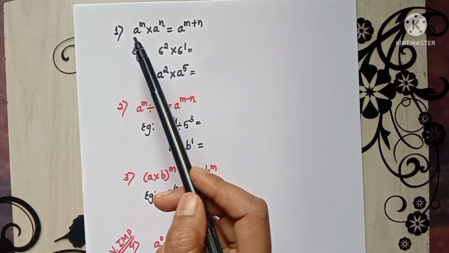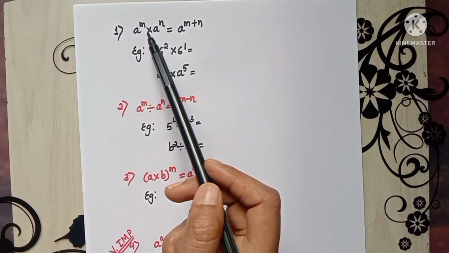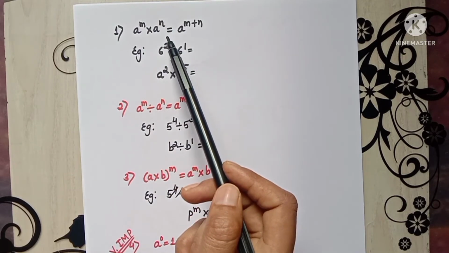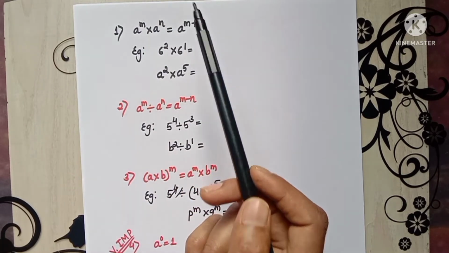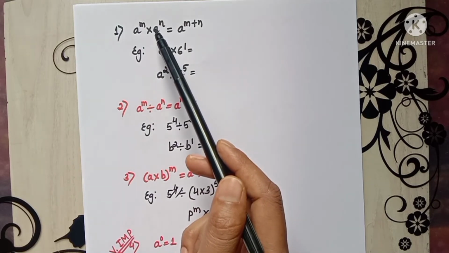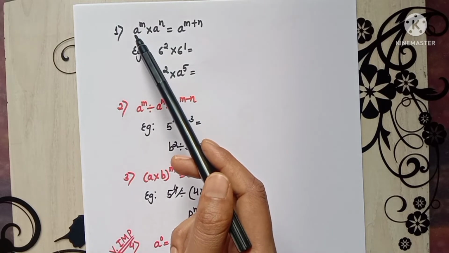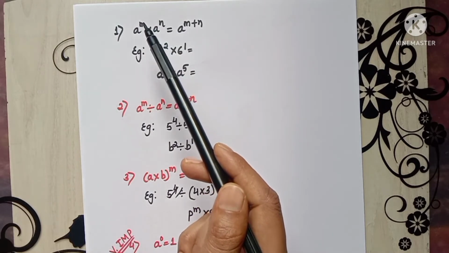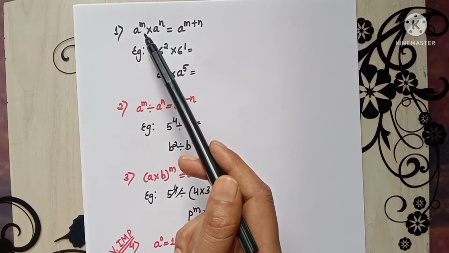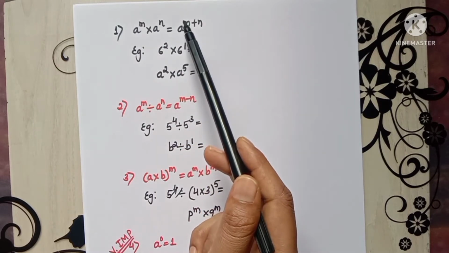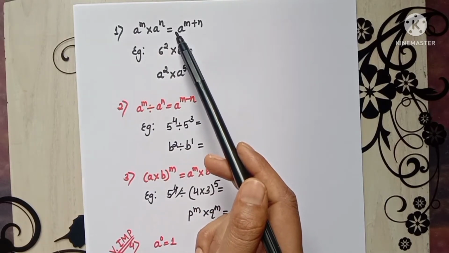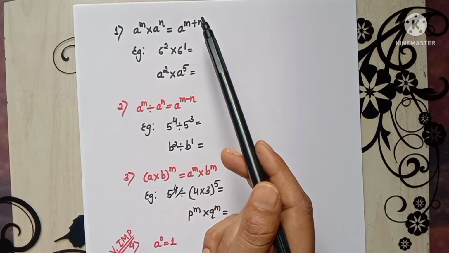First one, a to the power m into a to the power n is equal to a to the power m plus n. Here the bases are same and in between we have a multiplication sign. So if bases are same and we have the multiplication sign, then their powers will add, that is a to the power m plus n.